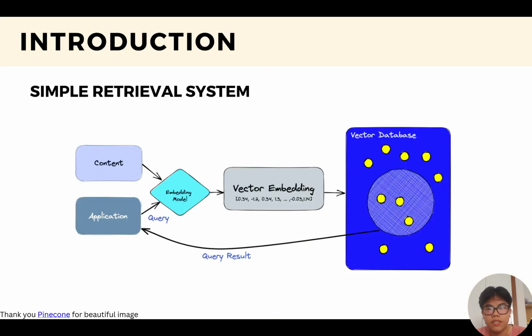Okay, as you can see on the screen, this is a simple retrieval system. We have the content, pass it through a deep learning model to get a vector embedding, and then we search in the vector database.